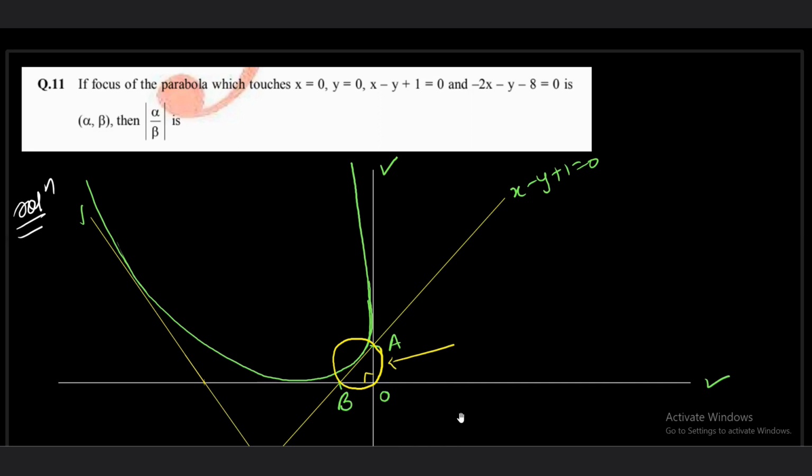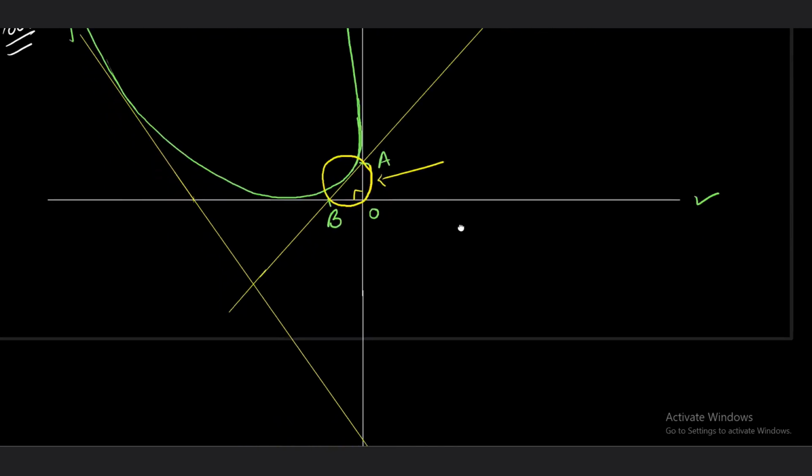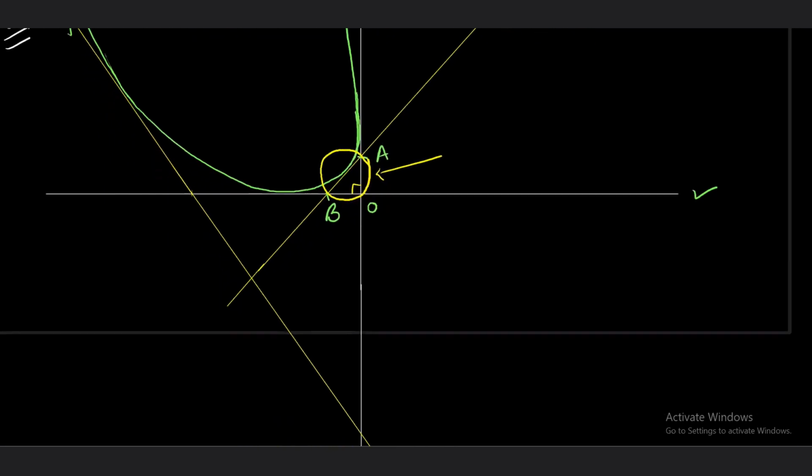But if I make use of the similar property with the other three tangents, which three tangents will we take now? Now we will take the x-axis, y-axis and the third line. What is the third line? The third line given to us is -2x minus y. So let us write it here. -8 equals to 0. Okay? So which triangle is formed by these three tangent lines? OCD. You can see the triangle OCD.